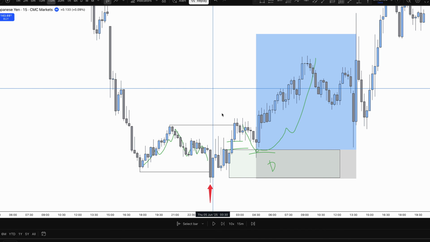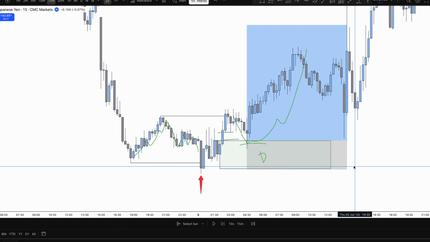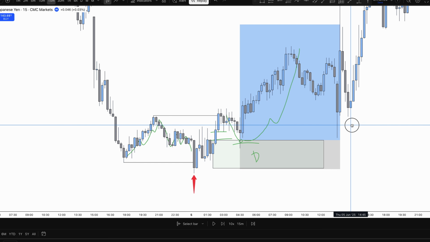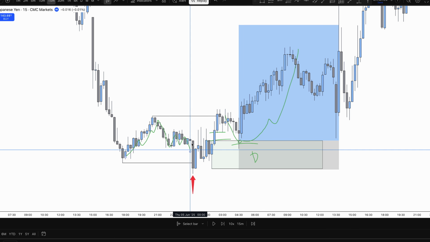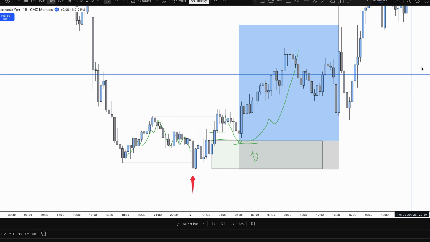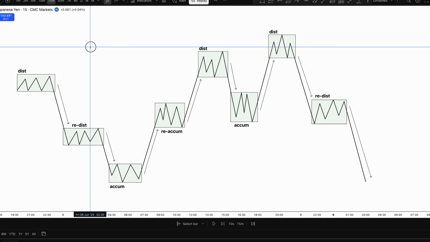So when these setups do arise, these accumulations and distributions in a clean format, these are absolutely trades that you should look to take, okay? As we say, not every accumulation distribution is going to be clean, but when they are, it's like a free money trade. So let's quickly run through the core takeaways from today's class on accumulation and distribution.